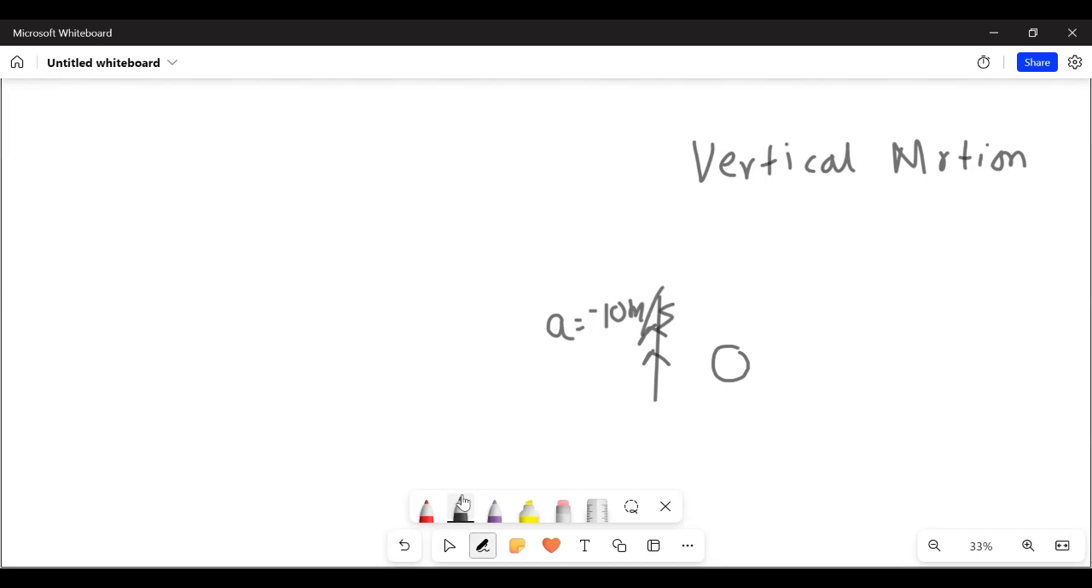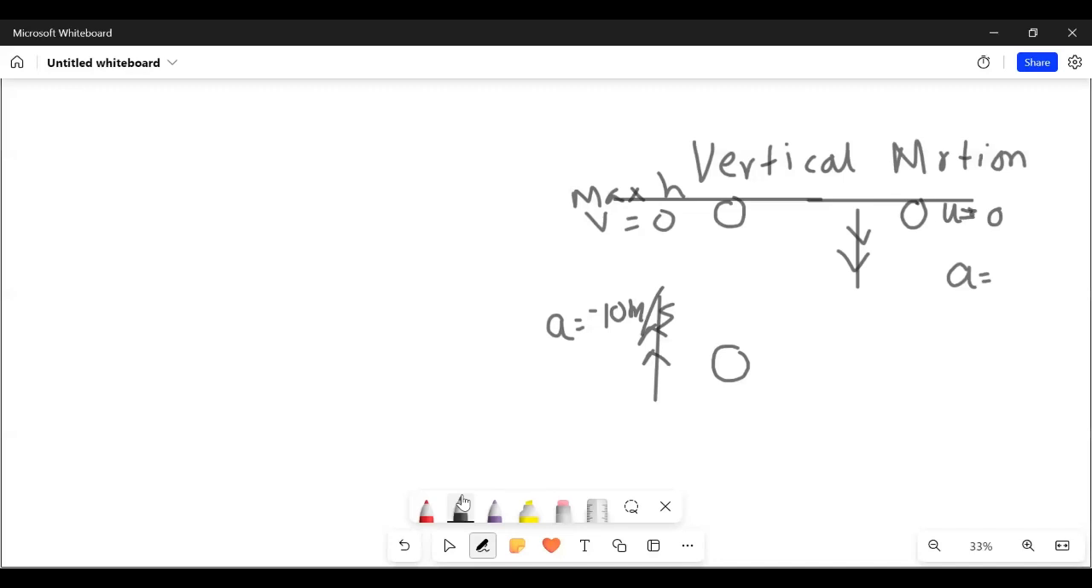And we discussed that at the maximum height, wherever this object reaches its maximum height, the velocity becomes 0. V is 0. Similarly, when the same object starts its downward motion, now its U is 0. And in the downwards direction, the acceleration is 10 meters per second.